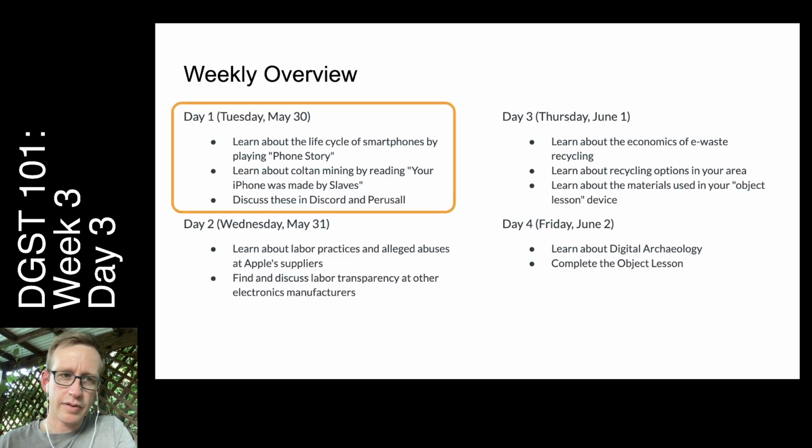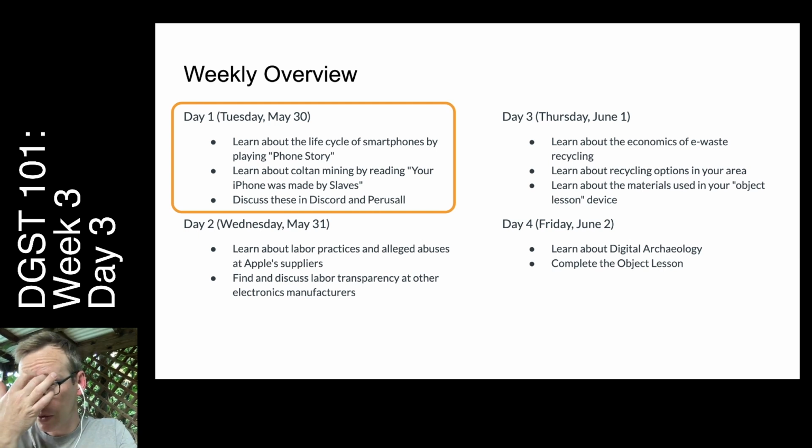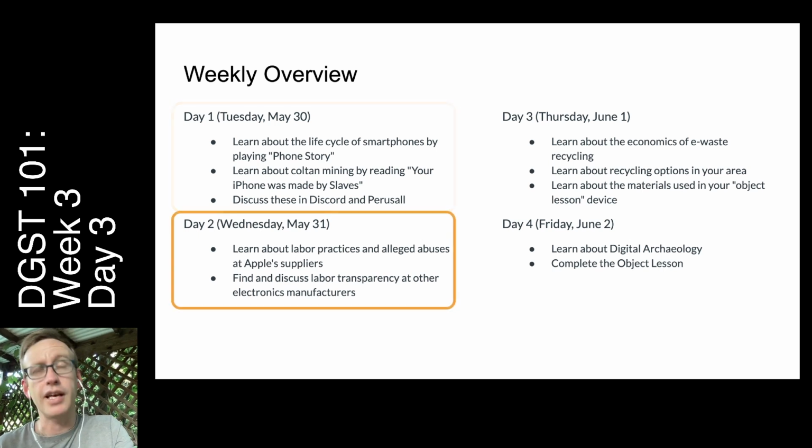So here we are, right? So day 1, you learned about the life cycle of things by looking at Phone Story, playing the game. It had 4 different levels to it. And also I asked you to read the article about coltan mining with the title, Your Phone Was Made by Slaves. And it tries to connect the conflict around the extraction of mineral resources to the products that those resources end up in, like our iPhones. Pretty interesting story, pretty troubling story, pretty disconcerting, some of the things that Kevin Bales, the author of that piece, was talking about.